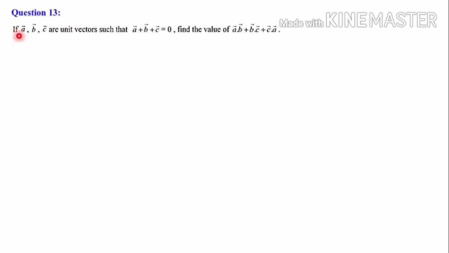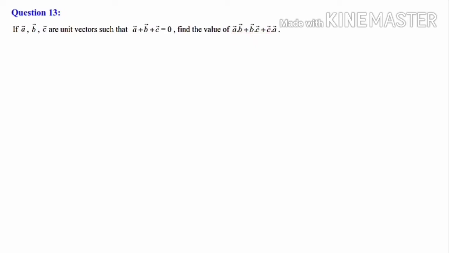Next, we shall discuss question number 13 from exercise 10.3. The question is: if vector A, vector B, vector C are unit vectors such that vector A plus vector B plus vector C is equal to 0, find the value of vector A dot vector B plus vector B dot vector C plus vector C dot vector A. Here, there is no direct formula for finding this.